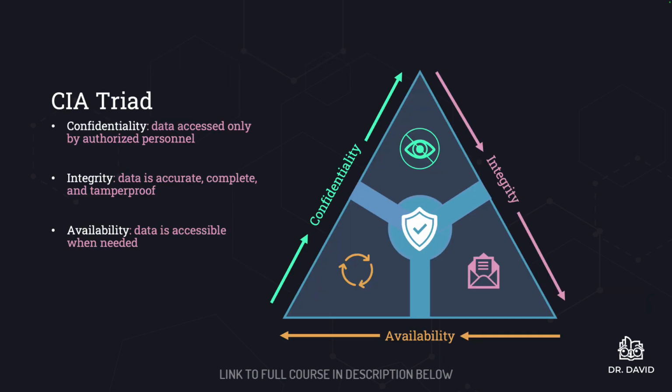Again, CIA stands for Confidentiality, Integrity, and Availability. When we talk about the confidentiality of a system or records, we mean that this data is accessed only by authorized personnel. With regards to integrity, we want to protect the data to make sure that it is accurate, complete, and tamper-proof. And finally, for availability, we want to ensure that the data is accessible when needed.